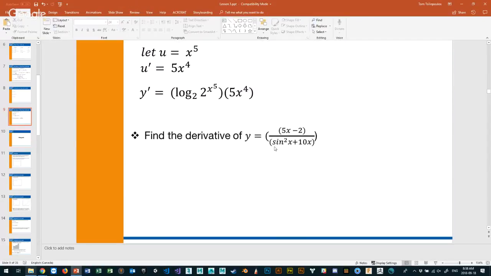All right, here's the last one. Find the derivative of y, where y is equal to 5x minus 2 over sine squared x plus 10x. What do you do here?